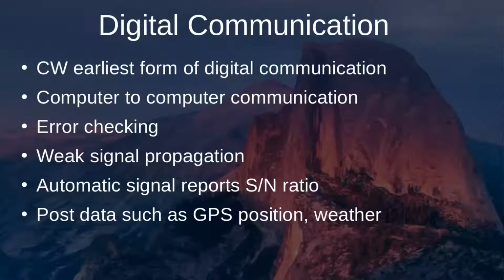Digital communication is also useful for weak signal propagation. The signals can actually propagate farther with digital communication in areas where there are very high noise ratios. Digital communication also offers automatic signal reports in the form of a signal-to-noise ratio. It also has the benefit of posting other data besides text, such as GPS position and weather data.